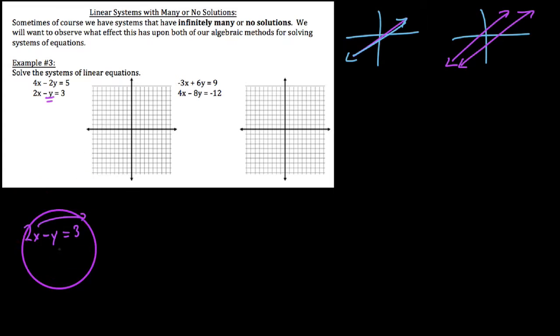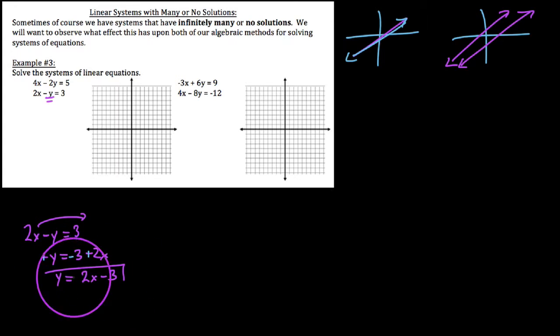If I were to put the 2x on the other side, I get negative y equals 3 minus 2x. And if I take everything times a negative 1, essentially everybody's going to switch their signs over. So we basically get this. This is our revised equation. I'm going to rearrange things here. I get y equals 2x minus 3. This is the same as the second equation, but we have y isolated.